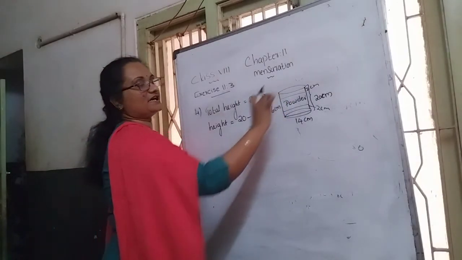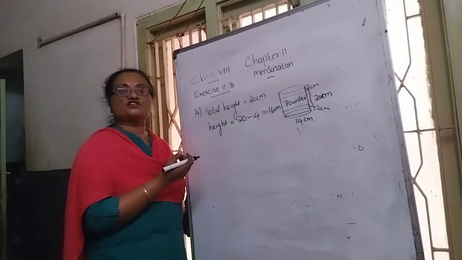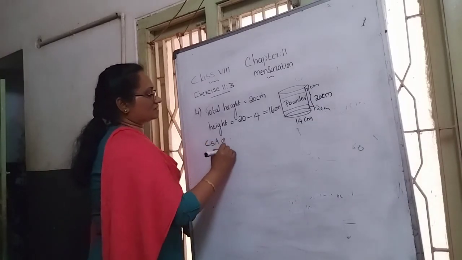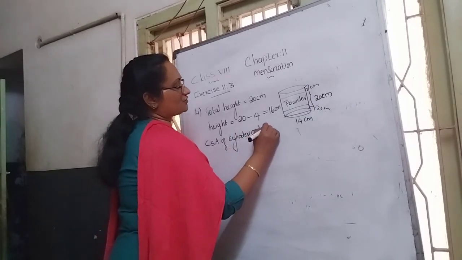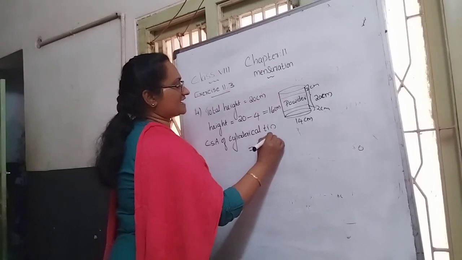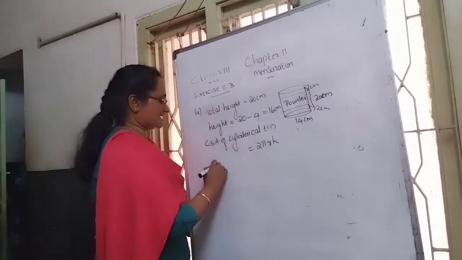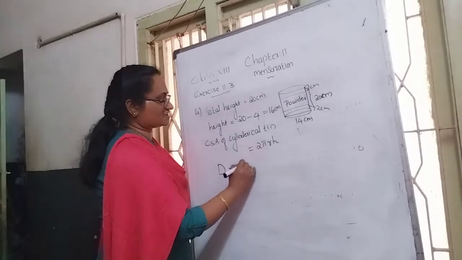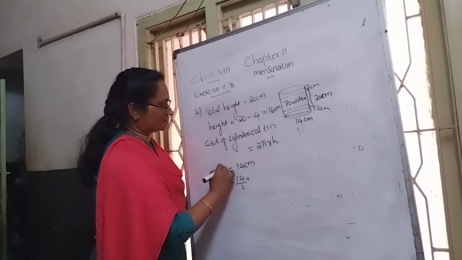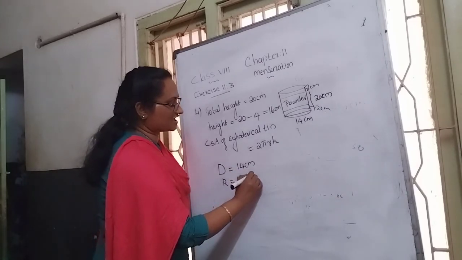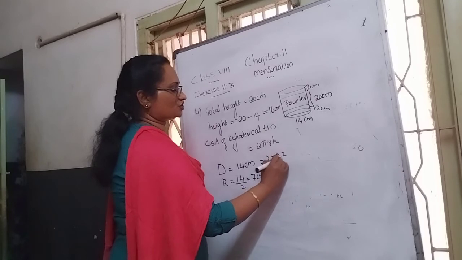Then the label is on the curved part of the cylindrical tin. So we want to find out the CSA of the cylindrical tin. How to find? What is the formula? 2 pi r h is the formula. Then the radius, how to find out? The diameter is given as 14 centimeter. Convert it to radius: half of the diameter is the radius. So it becomes how much? 7. So substituting the values, 2 into pi place 22 by 7.